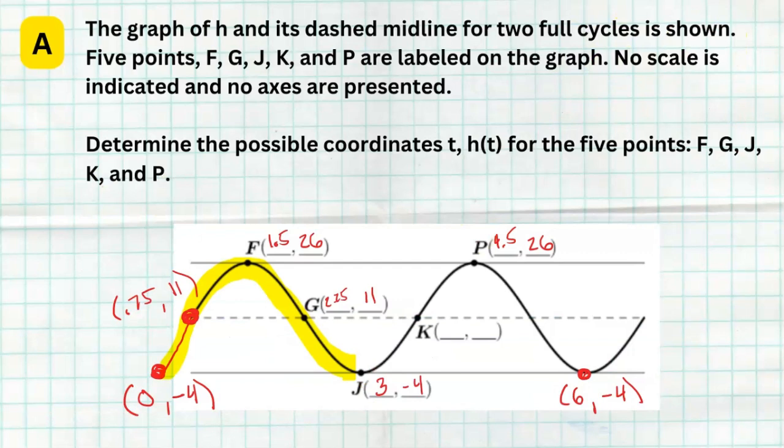So hopefully this is all making a lot of sense as we track it. Then we're going to continue to move on another revolution. So that's going to be another quarter revolution, which is another 0.75 seconds. So that's going to be 3.75 seconds.